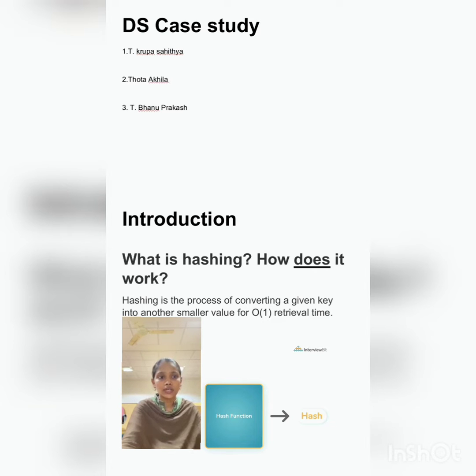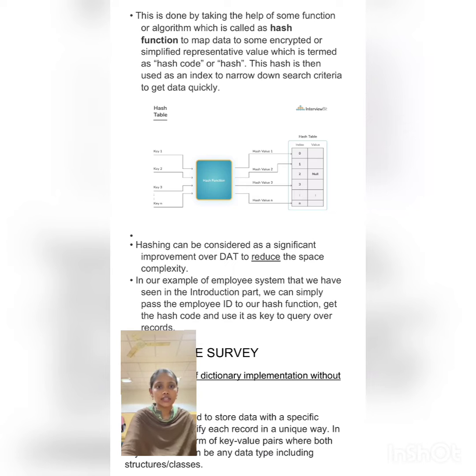Introduction: what is hashing? How does it work? Hashing is the process of converting a given key into another small value for O(1) retrieval time. This is done by taking the help of some function or algorithm, called a hash function, to map data to some encrypted or simplified representative value, which is termed as hash code or hash. This hash is then used as an index to narrow down the search.